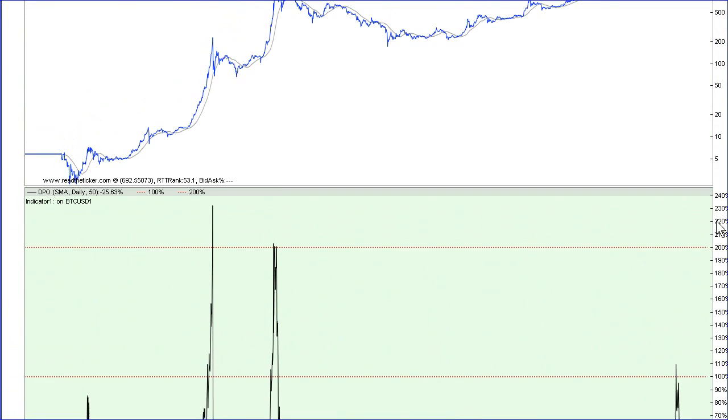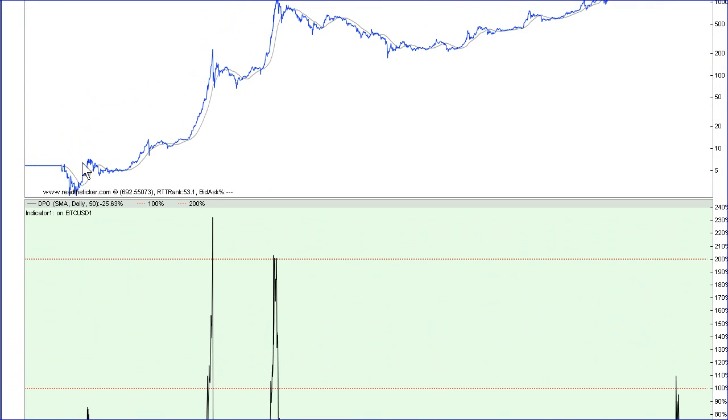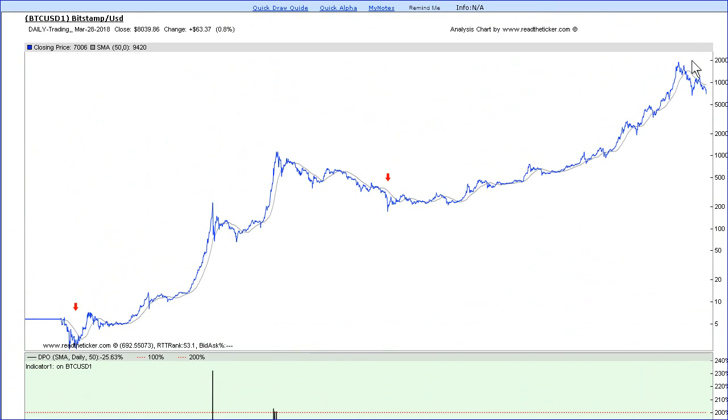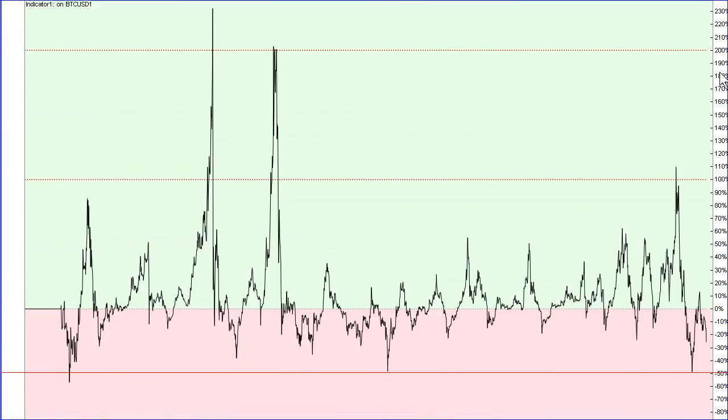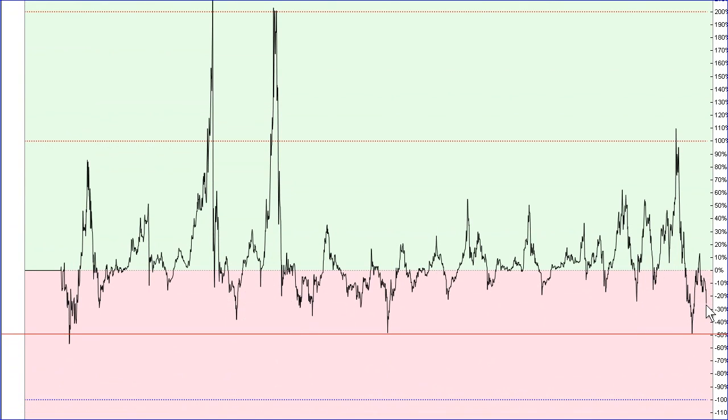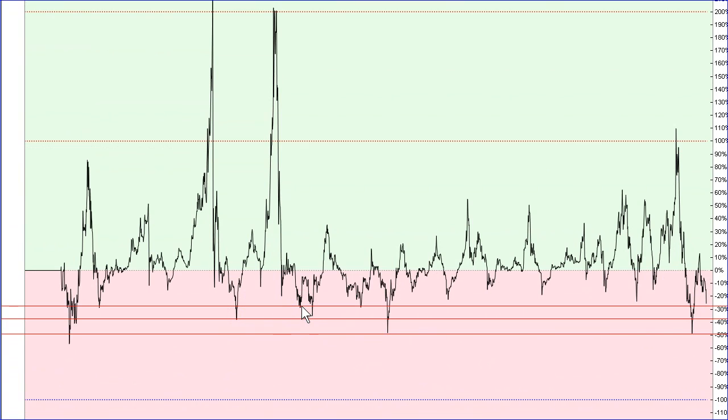So that's happened here, here, and here. Now we're currently at around negative 26. In previous pullbacks that weren't 50%, we've got one here of about 38%, and another one about there, which is about 28%.